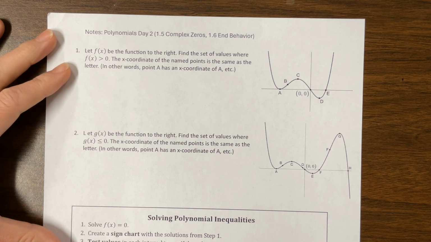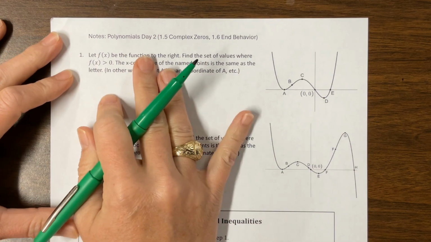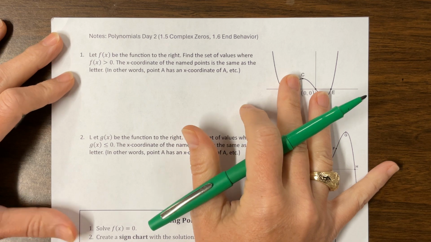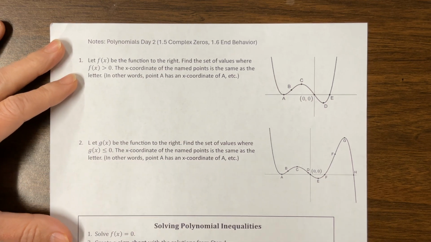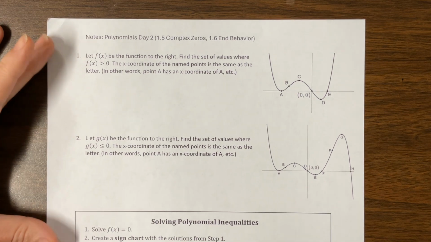So I broke things apart a little bit, and I'm doing part of 1.5 and maybe all of 1.6. And on the same day, I did part of 1.5 in my day 1 notes. So hopefully this isn't too confusing.